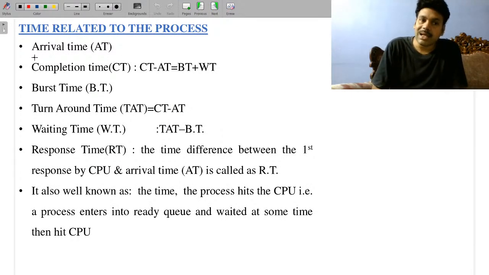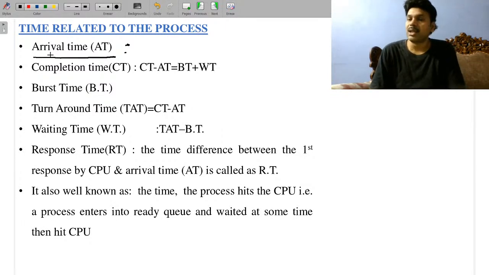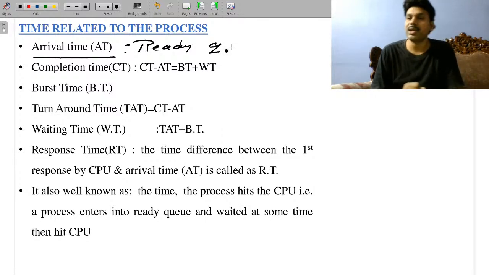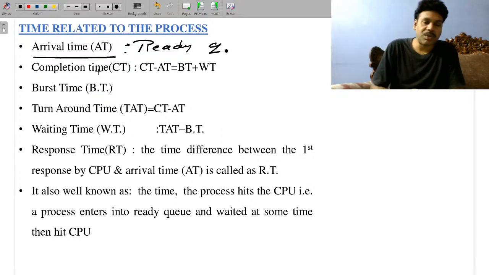So this is the arrival time of the process. First one, arrival time of the process into which state? A new state or ready state or run state or IO state? Just type a comment. Arrival time of the process into which state? It's very simple. Ready queue, ready state.